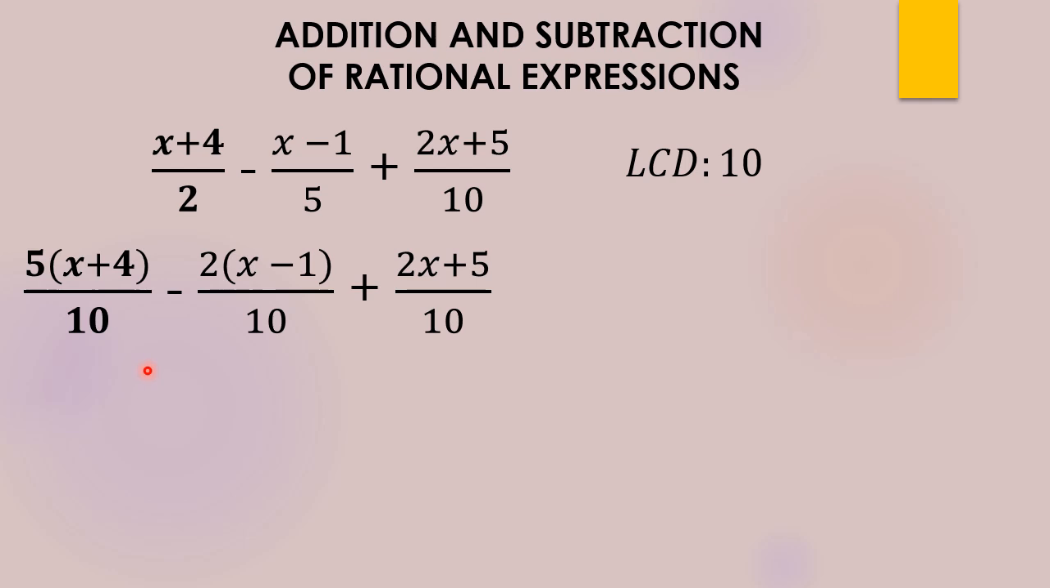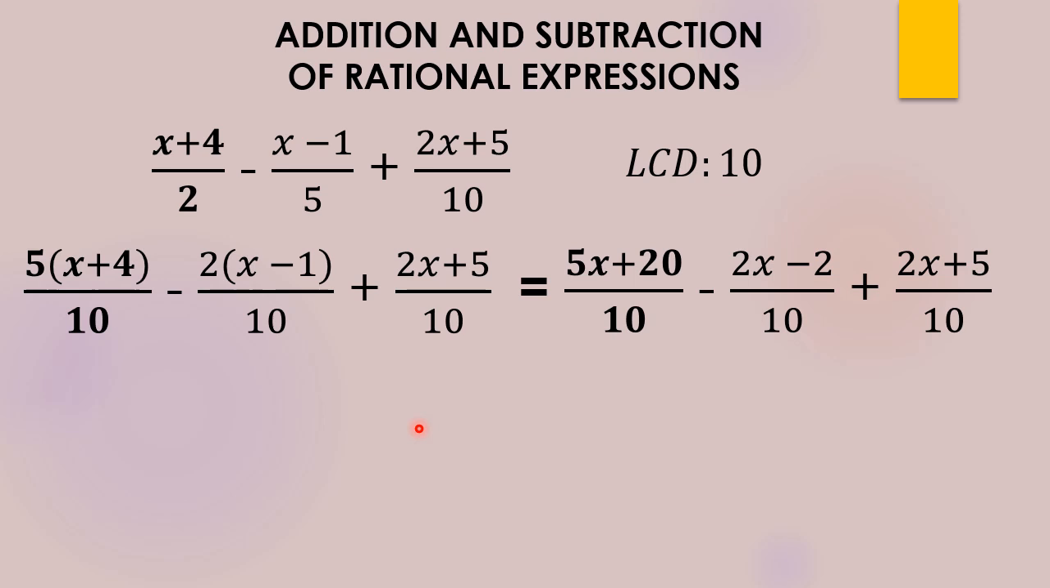And then since all the rational expressions have the same denominator, we can now combine all the numerators. We follow the steps in adding and subtracting similar fractions. So first you need to multiply 5 and x plus 4. So multiply 1 by 1, 5 times x will give us 5x. And then 5 times positive 4 will give us positive 20. And then for 2 times quantity x minus 1, multiply 1 by 1. 2 times x will give us 2x. Then 2 times minus 1 will give us minus 2.